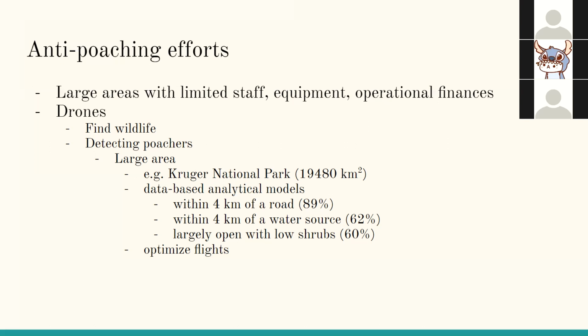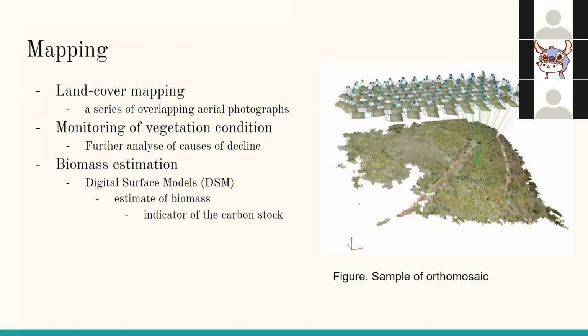A database analytical model has been developed to predict where a crime might occur. For example, a study shows that 89% of poaching events occurred in areas that are within 4 kilometers of a road. The efficiency of a single drone flight can be optimized by considering this model and assumptions.